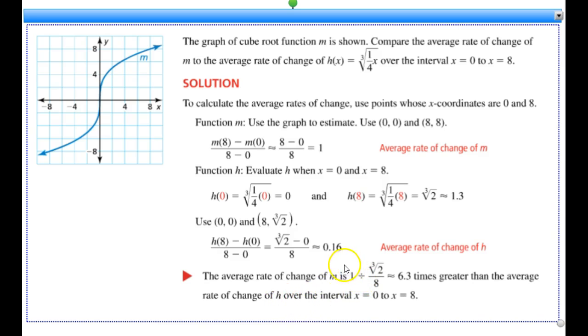And I can figure that out because I can take my average rate of change of m and divide it by the average rate of change of h, and that tells me how much bigger, how many times bigger it is. And that's really what we're going to be looking for in these, not just comparing, but tell me how much more. Like what factor am I multiplying by to get this?